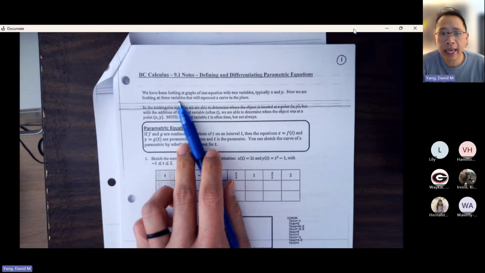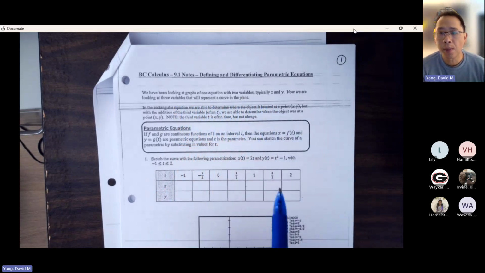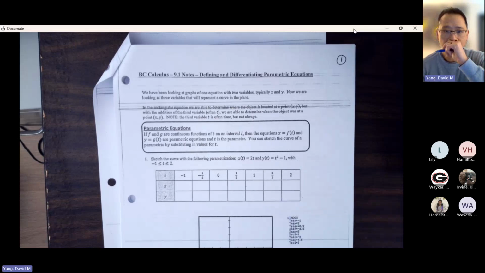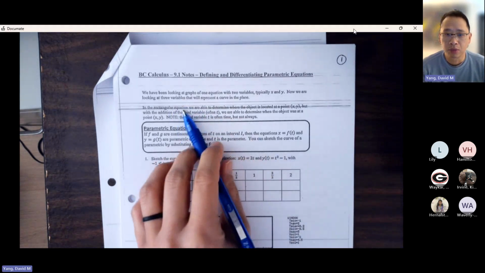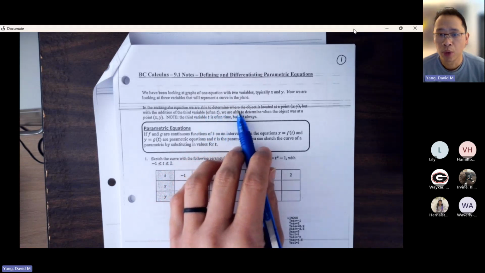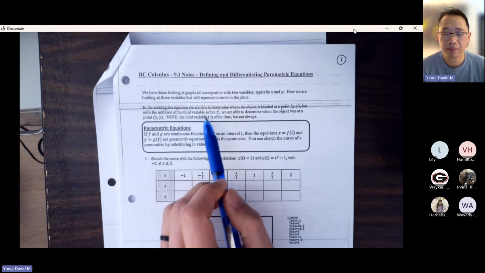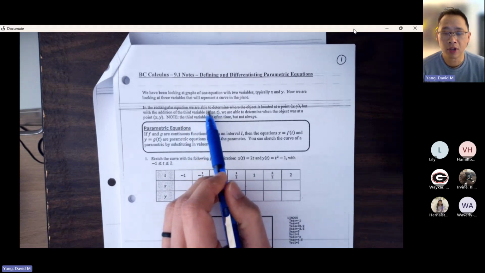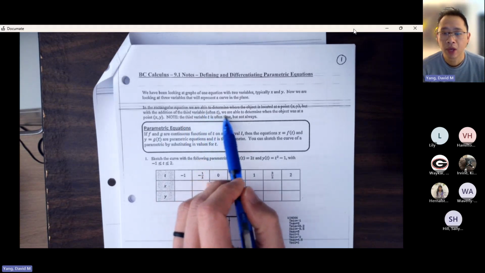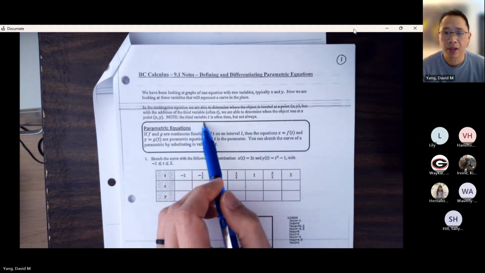So we've been looking at graphs of one equation with two variables, typically x and y. Now we're looking at three variables that will represent a curve in the plane. In a rectangular equation, that's with two variables, we're able to determine where the object is located at point x, y, but with the addition of the third variable, and most often it'll be time, or t for time, we're able to determine when the object was at the point x, y.